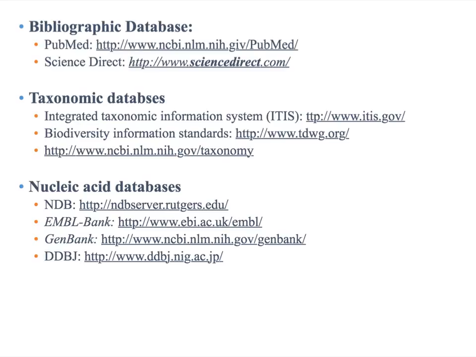You do not need to remember the URL link of all these databases, but you should be able to name an example of each different type of database. For example, in the bibliography database, PubMed is the most commonly used database. ScienceDirect is another commonly used database. For taxonomy databases, there is one taxonomy database provided by NCBI. For nucleic acid databases, one of the most commonly used is called GenBank, also provided by NCBI.